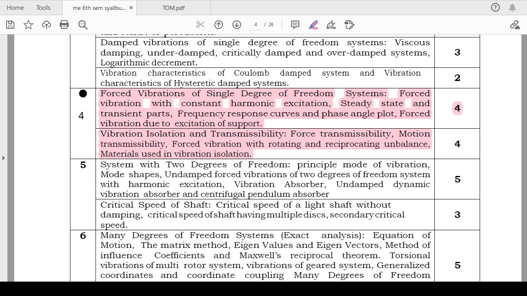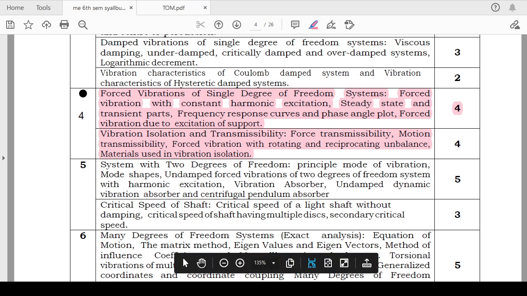And what is forced vibration with rotating and reciprocating unbalance, and what are the materials which are going to be used for vibration isolation. So these are the topics which we are going to cover in this particular unit. So let's get it started.